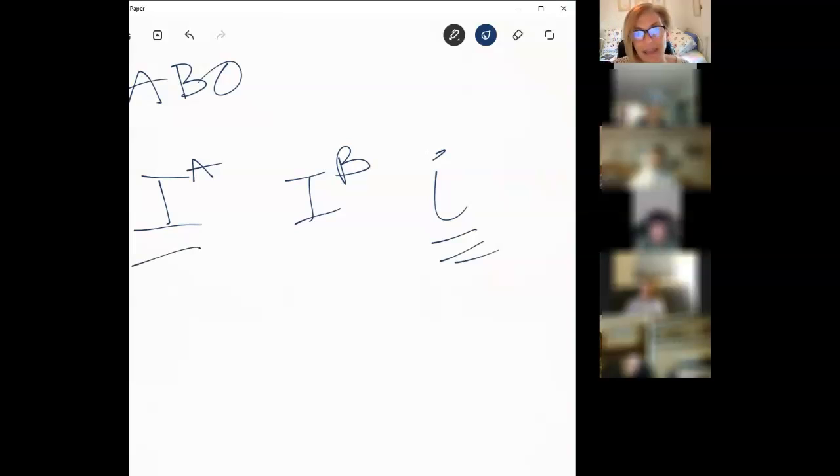So IA can mask, IB can mask, but A and B are codominant. So they don't mask each other and they don't blend into something new. They are both expressed. Okay?